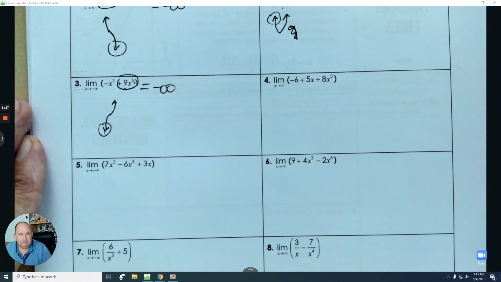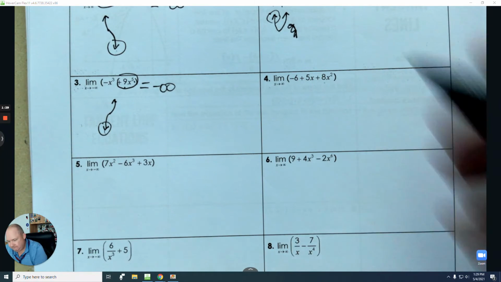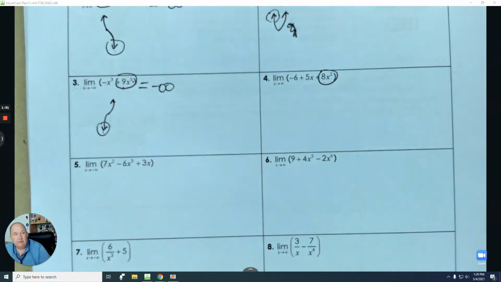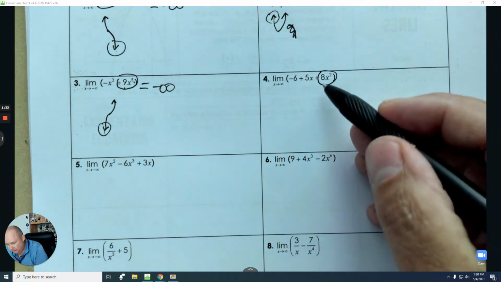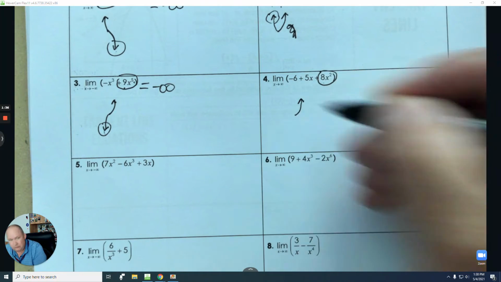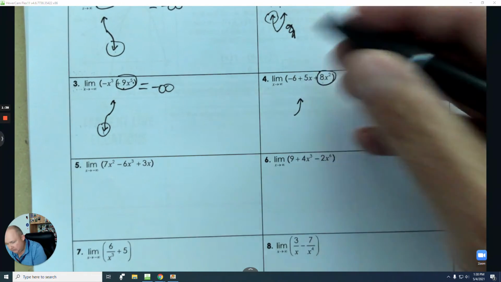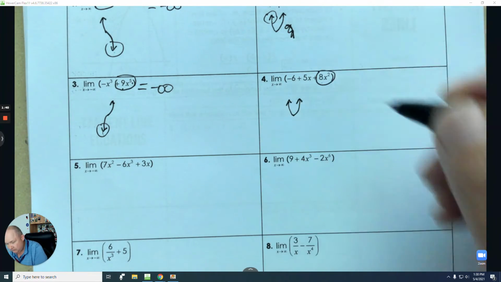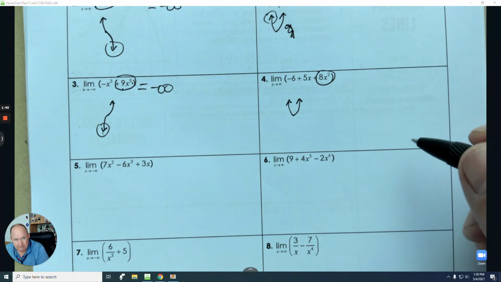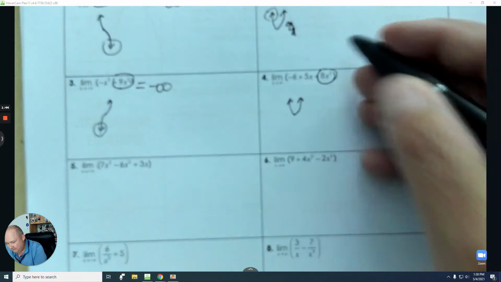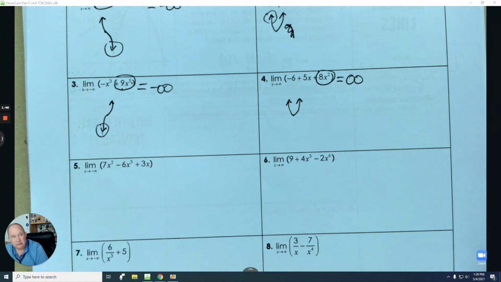Number 4, identify the power. Where are the ends going? So first of all, it's positive, so the right end goes up. It's even exponent, that means the other end joins it, so both ends go up. And then where's the right end? And you have your answer.